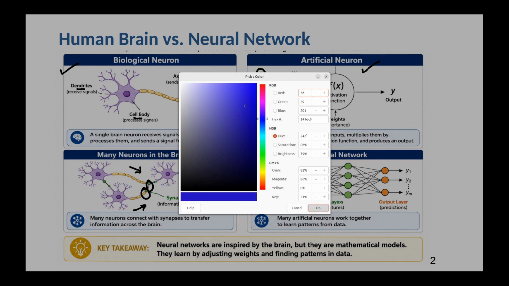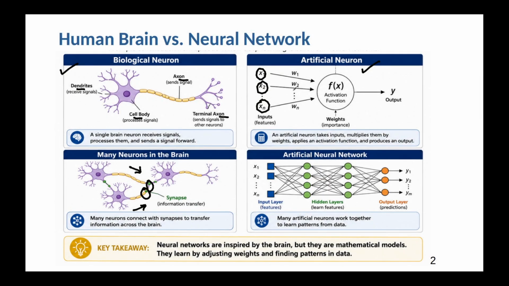Each input is multiplied by a weight. Now, what is a weight? A weight tells the model how important that input is. For example, if you are predicting house price, the location may be more important than the color of the wall. So, the model gives different importance to different inputs. That importance is represented by weights.